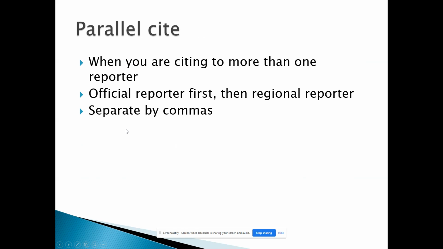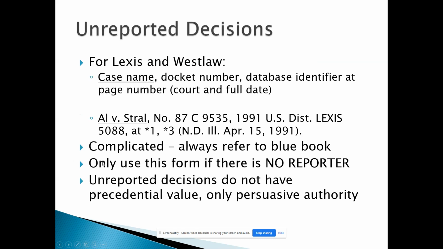When you're citing to more than one reporter, giving parallel citations is totally nice. You're telling the reader different options to access it. But the first one in the list is going to be your official reporter, then your regional reporter, and you separate them by commas. To figure out which reporter is the official reporter, I have cheat sheets attached to this module, and you can look at the cheat sheets for each of the jurisdictions we're dealing with.